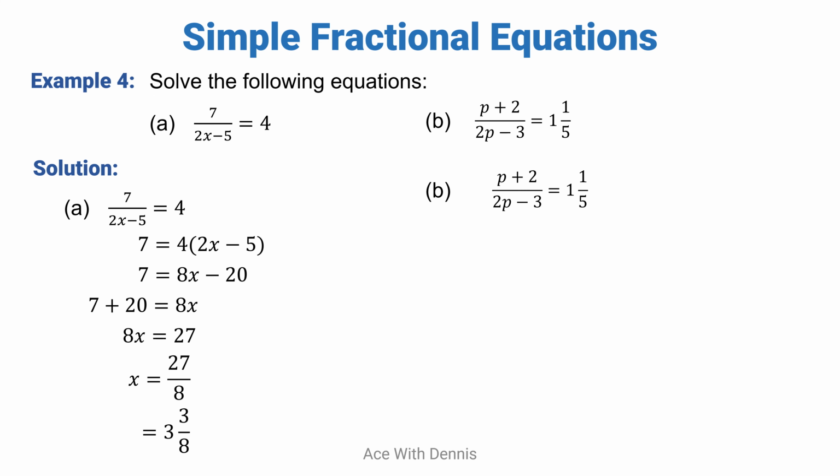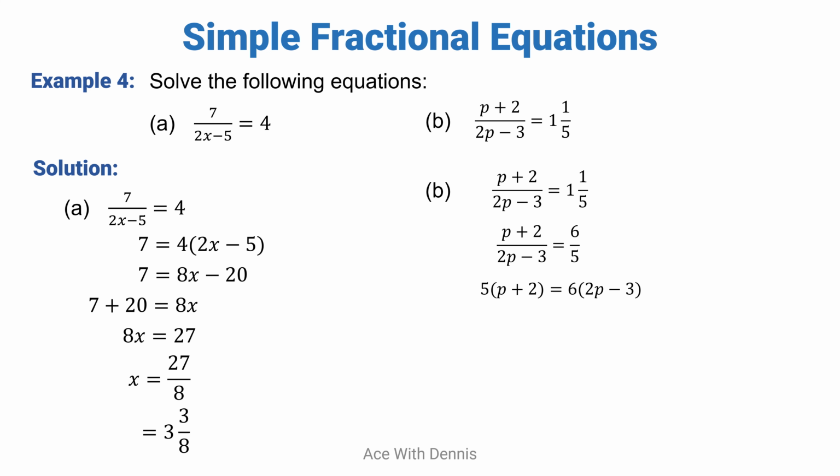For B, p plus 2 over 2p minus 3 equals 1 and 1 over 5. So for this question, you have to be careful with the fraction here, 1 and 1 over 5. Remember, this does not mean 1 times 1 over 5, but it means 1 and 1 over 5, which is 1 whole plus 1 over 5. So you have to change to improper fraction first, which is 6 over 5.